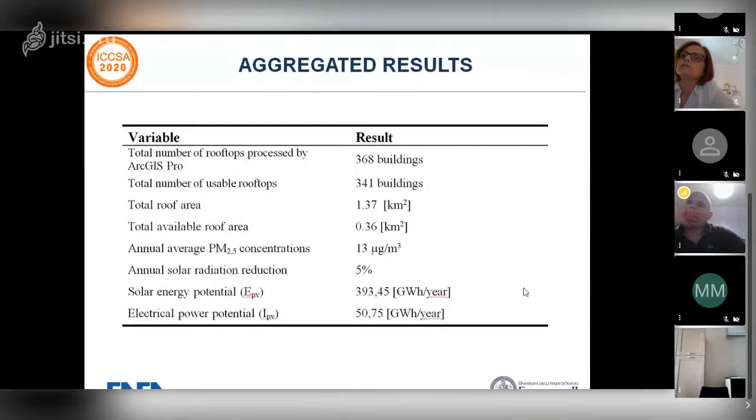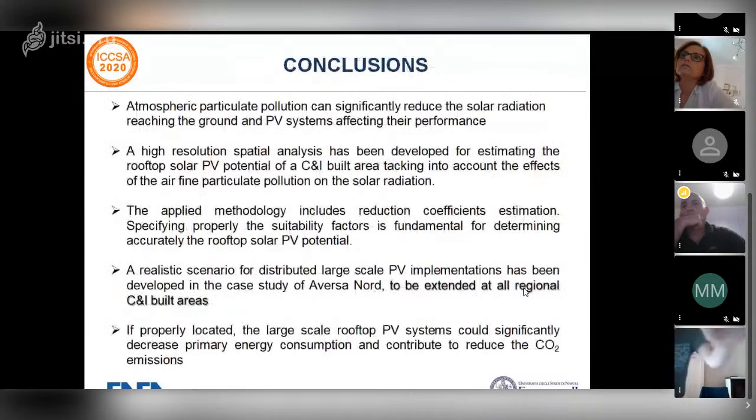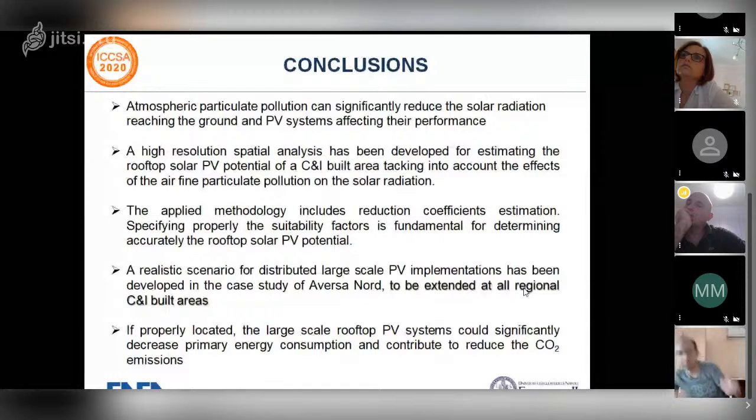In conclusion, we can say that atmospheric particulate pollution can significantly reduce the solar radiation reaching the ground and the PV systems, affecting their performance. So with high-resolution spatial analysis, it's possible to estimate the rooftop solar PV potential, taking into account the effects of air fine particulate pollution on the solar radiation.